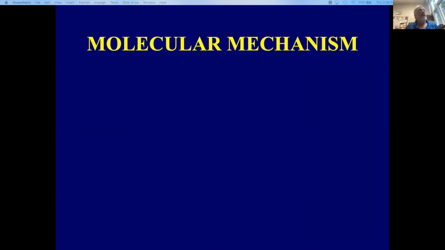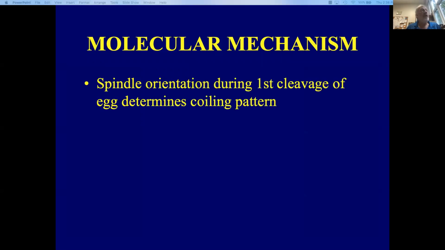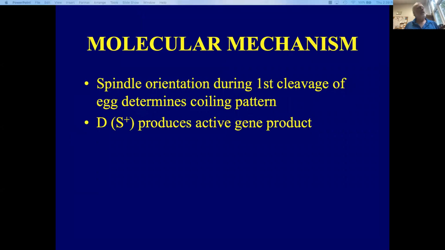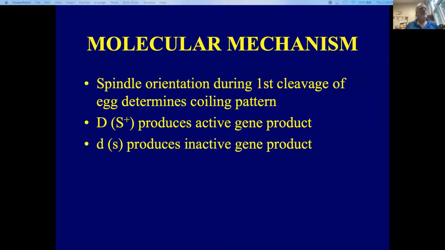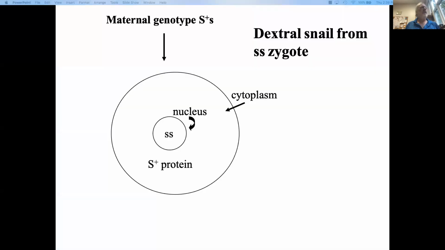The molecular mechanism should enlighten us some. Spindle orientation during the first cleavage of the egg determines the coiling pattern, so you need to review your meiosis and mitosis for this. The S+ allele produces an active gene product, which causes dextral coiling. The little s allele produces an inactive gene product, which doesn't do anything. So what's going on here?